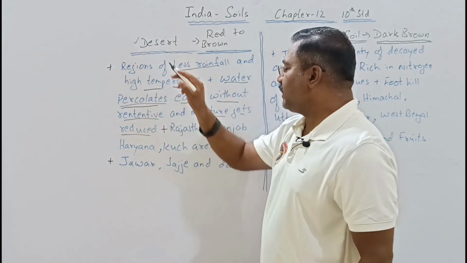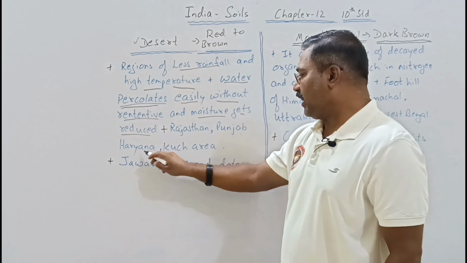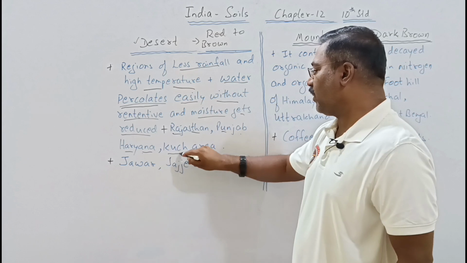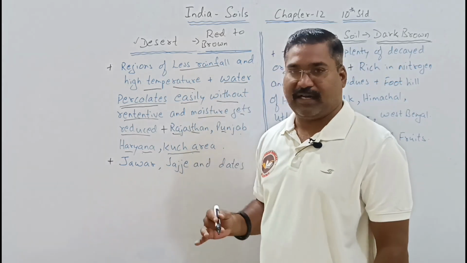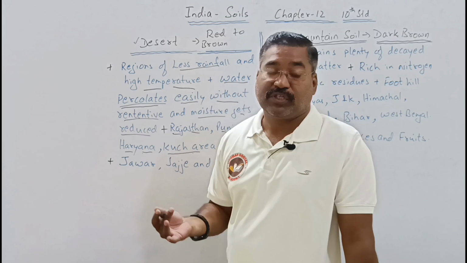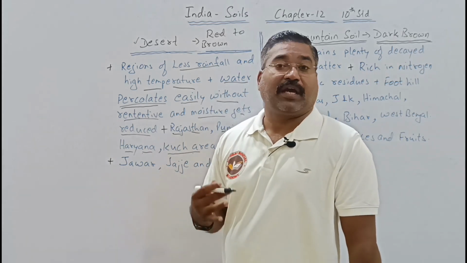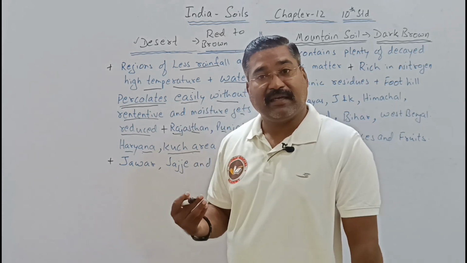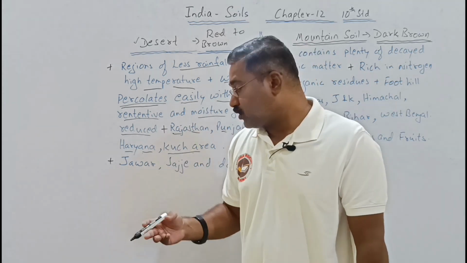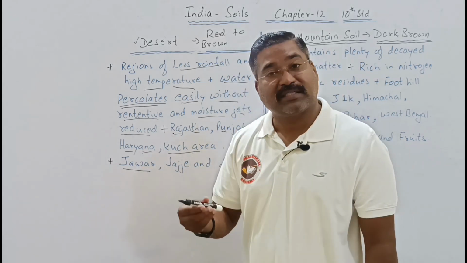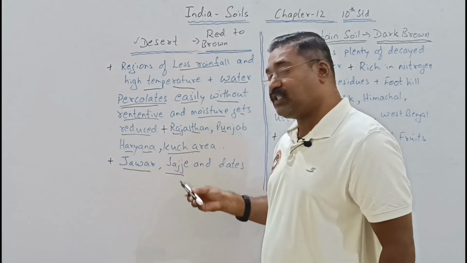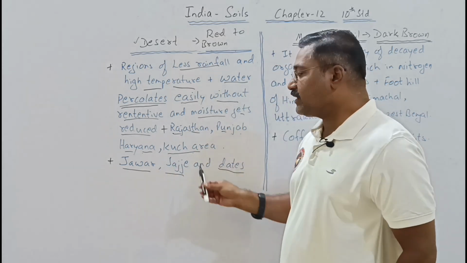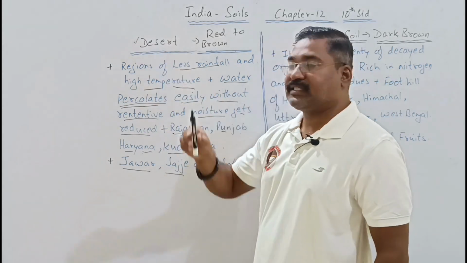And where do we see such soil? Rajasthan, Punjab, Haryana, Kutch area. In these areas, the soil called desert soil is available. When moisture is less, we can't grow all different forms of crops. So we grow such crops which are able to survive in such areas. Which are those crops? One is jowar, which requires less water, then bajra, and dates. So jowar, bajra and dates can be easily grown in desert soil.